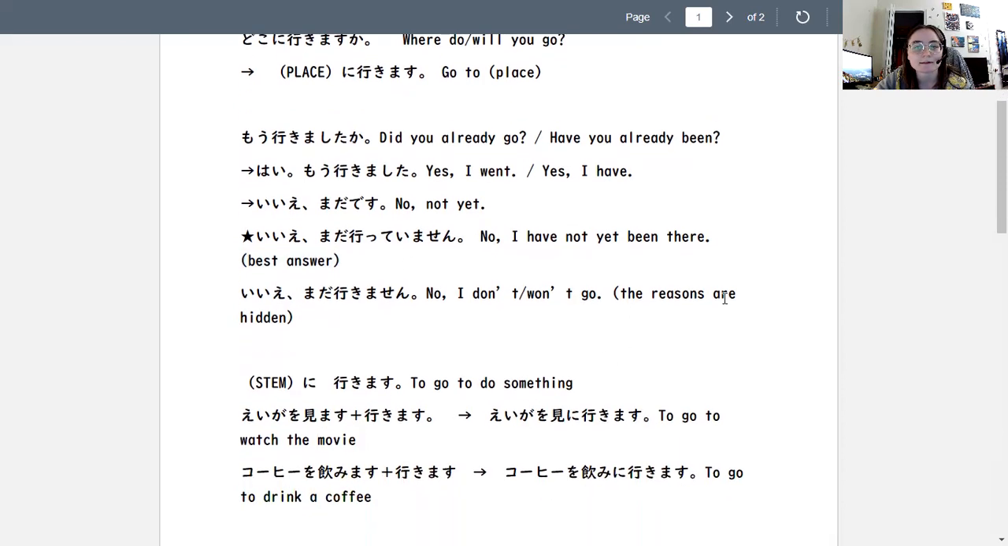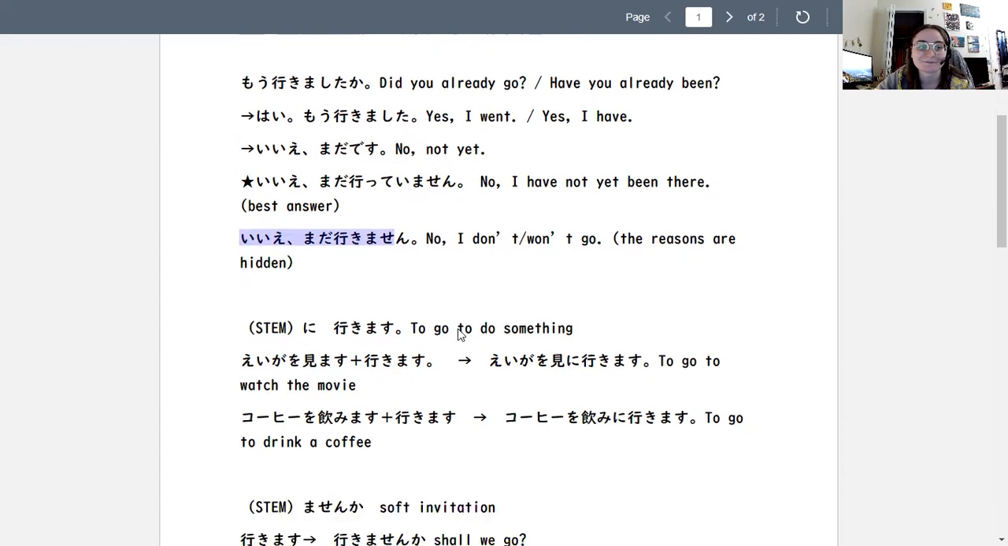Okay, the reasons are hidden. So I don't know what this means. I don't know why that's in here. But ie mada ikimasen. No, I don't or I won't go. Which is kind of a bit rude-ish to say. So this is probably the best thing to go with, because you're like, oh no, I haven't gone yet, versus no, I'm not going.